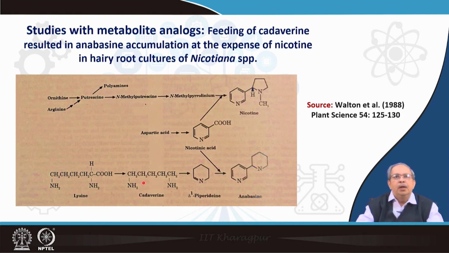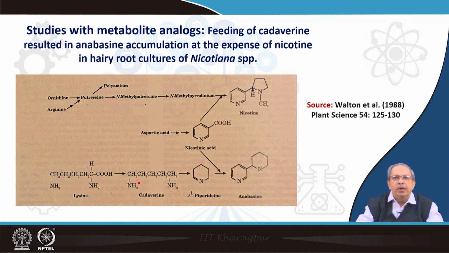Now, why cadaverine? Because cadaverine is basically the decarboxylated product of lysine, which I will come to later, but cadaverine is also a competitive inhibitor of the enzyme which converts putrescine to N-methyl putrescine, that is putrescine methyl transferase. That means if you add cadaverine in the culture medium, it stops catalyzing putrescine to N-methyl putrescine, rather it binds with the PMT, putrescine methyl transferase. So that is one thing.